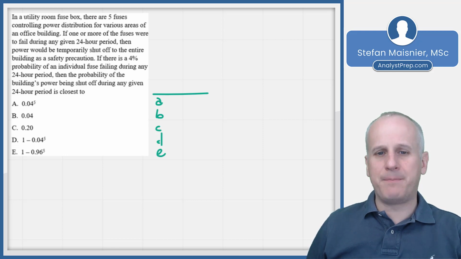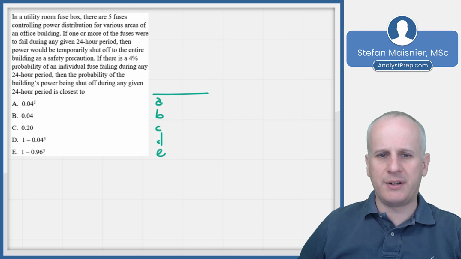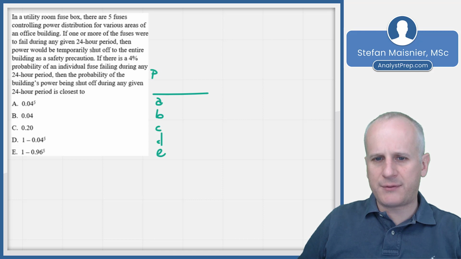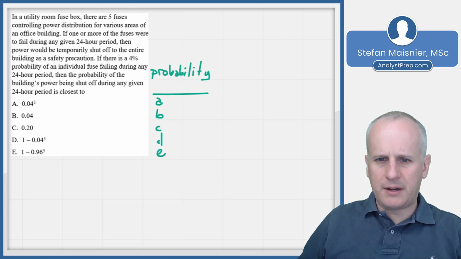So we skip to the end. If there is a 4% probability of an individual fuse failing during any 24-hour period, then the probability of the building's power being shut off during any given 24-hour period is closest to. So we're being asked for the probability of a shutoff.